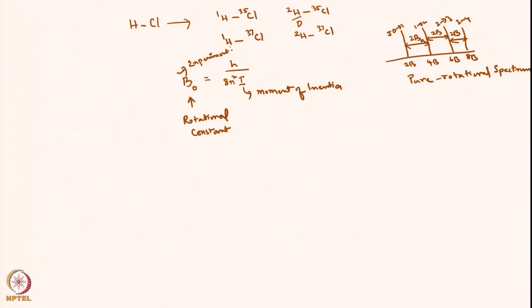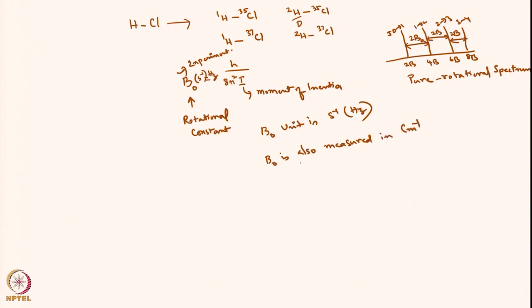This B naught will come out in hertz or second inverse. The unit of B naught is second inverse or hertz. But generally B naught is also measured in centimeter inverse. So you can do a quick conversion.